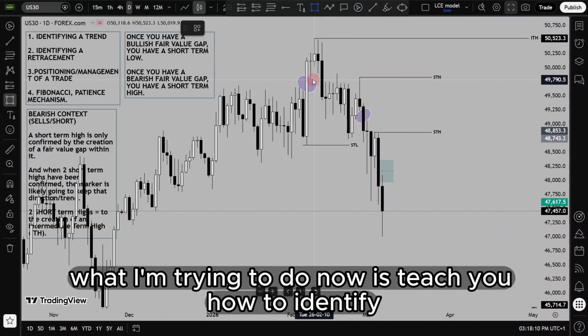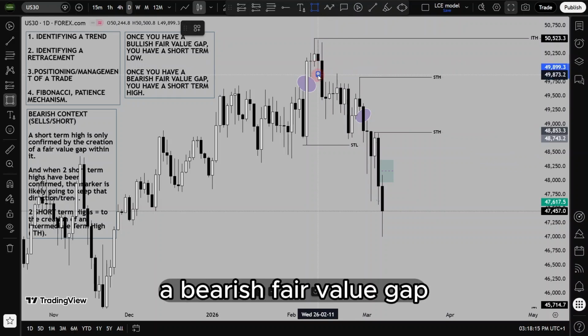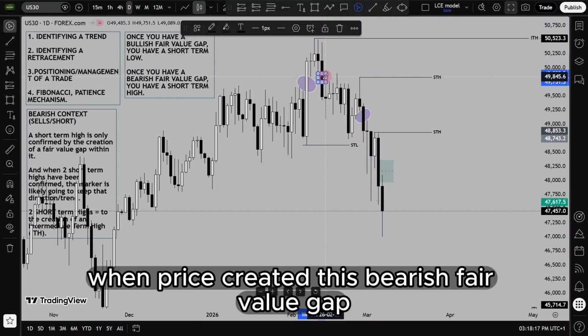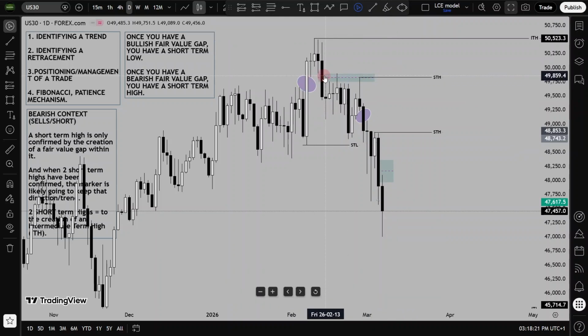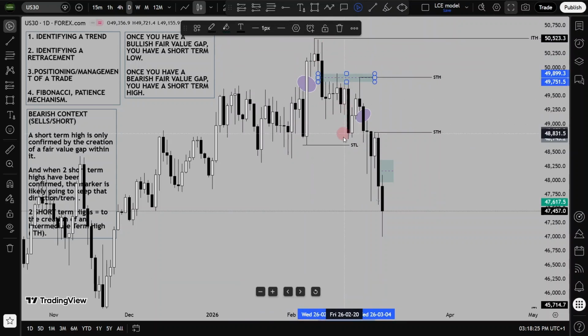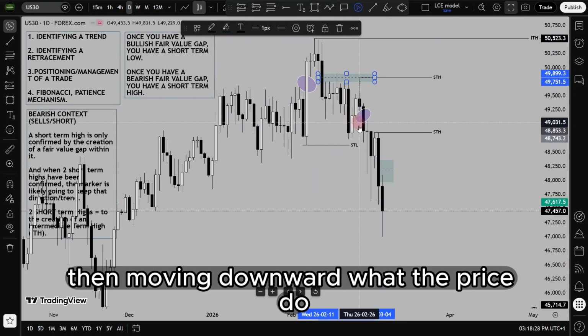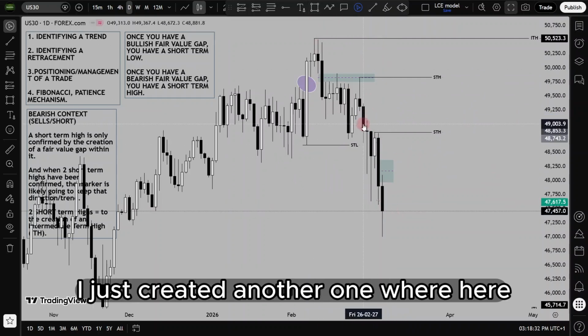What I'm trying to do now is teach you how to identify trend. You will soon get what I'm talking about. A bearish fair value gap. When price created this fair value gap, it was fair value gap 1. This was the first one to be created after price got to this area. Then moving downward, what did price do? Price created another one. Where? Here.